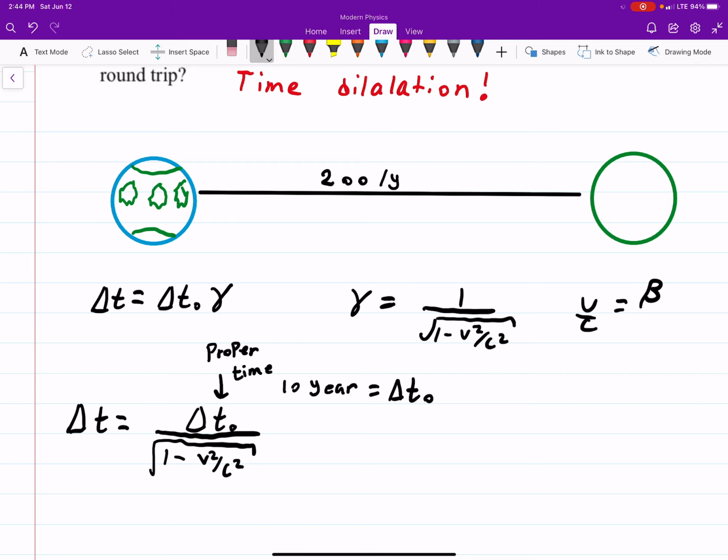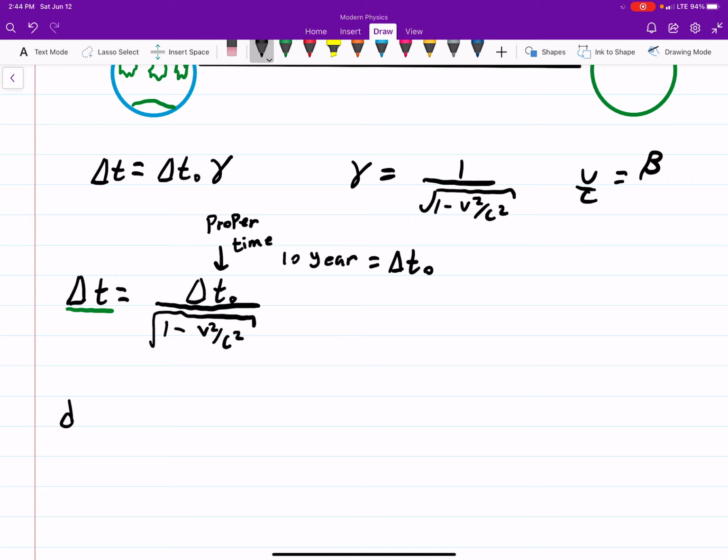Okay. Well, what is delta T, though? Delta T, we can find that by using simple kinematics. Distance equals rate, which I'm calling v, times time. Or just rearranging it, time equals distance over velocity. So this time is obviously different than the proper time. And this is the time that you would measure maybe if you're watching from Earth. Earth would have a different time. So that's what we're using here.